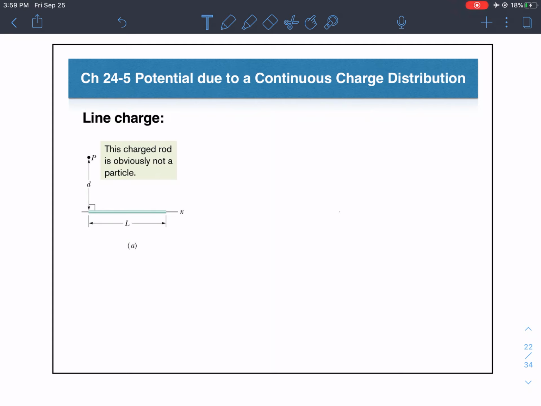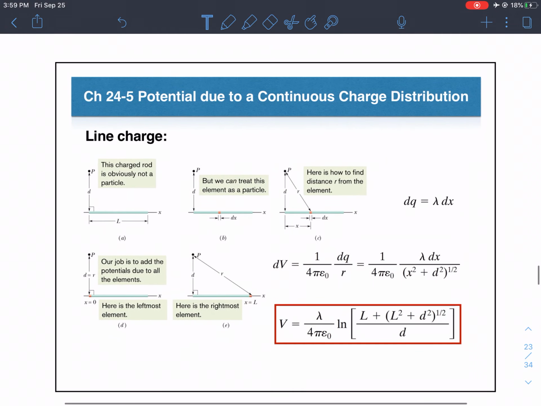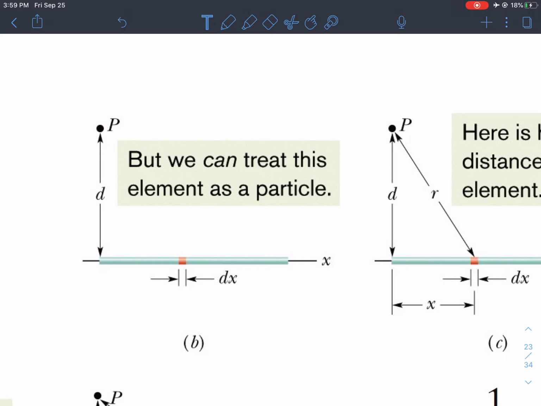So here's our first example, a line charge. This charged rod is not a point particle, so it's a rod. The charge is distributed over a line, a linear charge distribution. I'm just going to check this one first and we will go back and take some notes. Then for part B, we can treat this element as a particle. As you can see here, we are taking a piece and calling it dq.